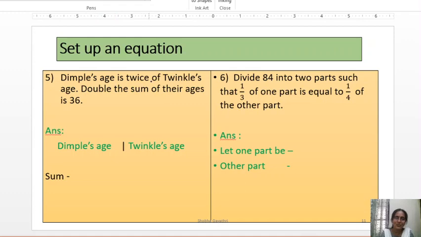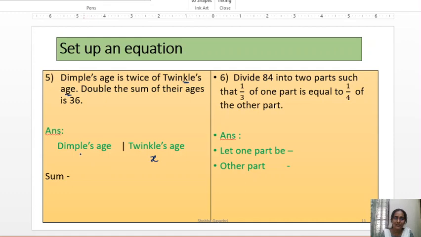Dimple's age is twice of Twinkle's age. Double the sum of their ages is 36. Dimple's age is depending upon Twinkle's age. So now we have to assign the variable for whom? For Twinkle we have to assign x.